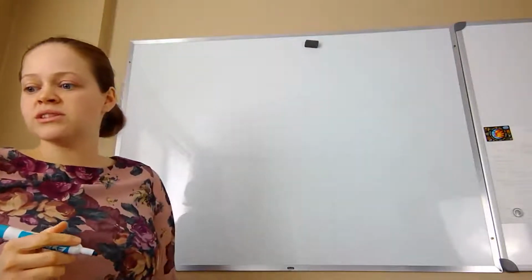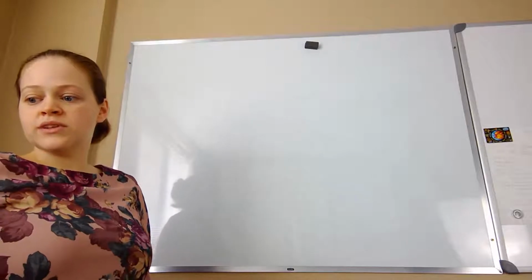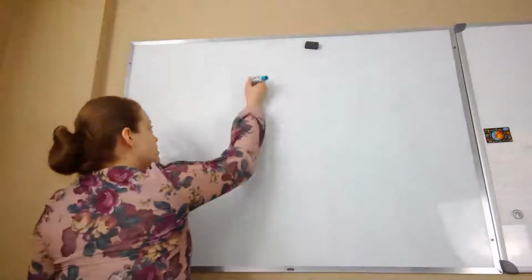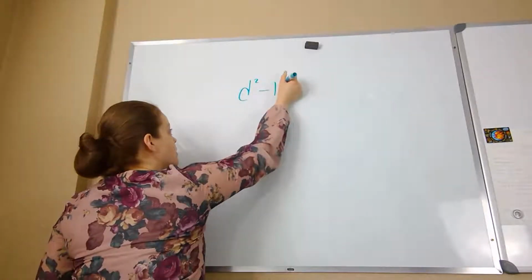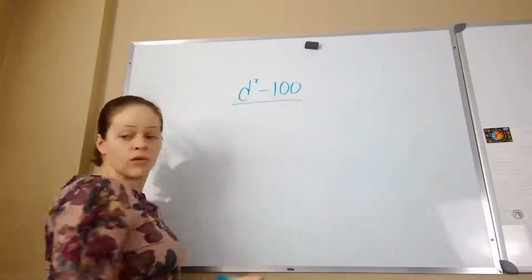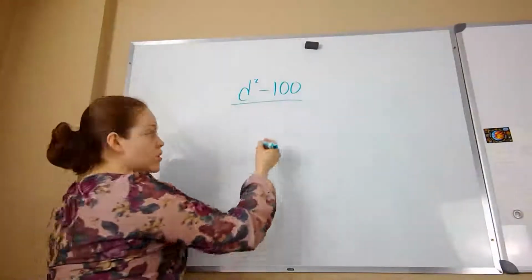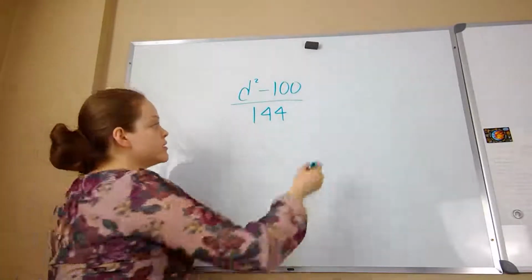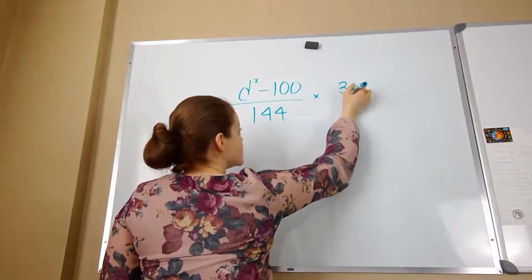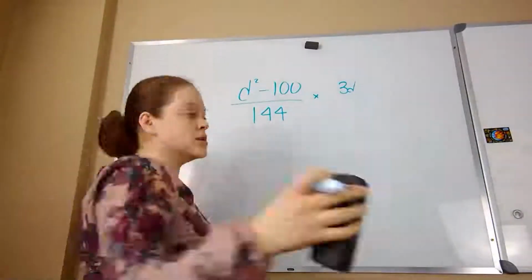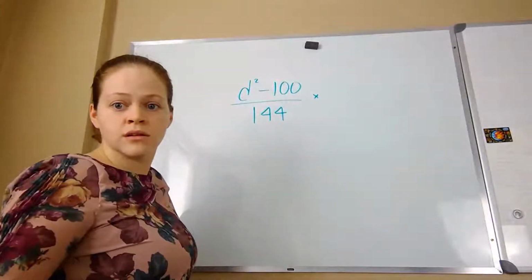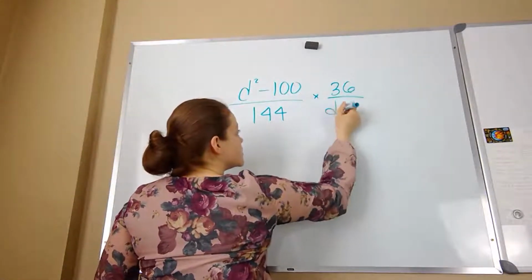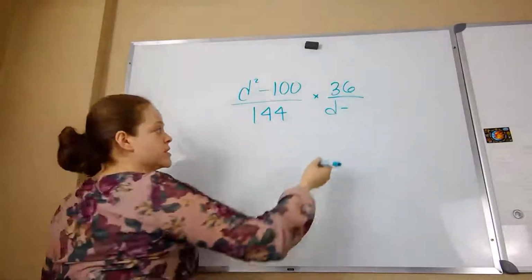So just to multiply 2 of these together. If I have d squared minus 100 over 144, times 36 over d minus 10, plus 10.